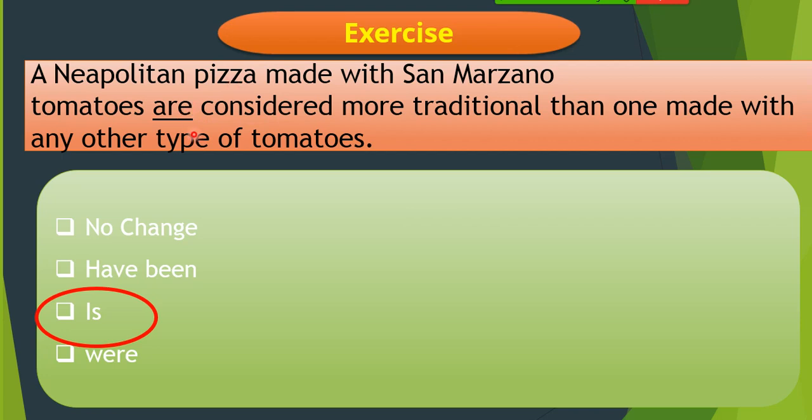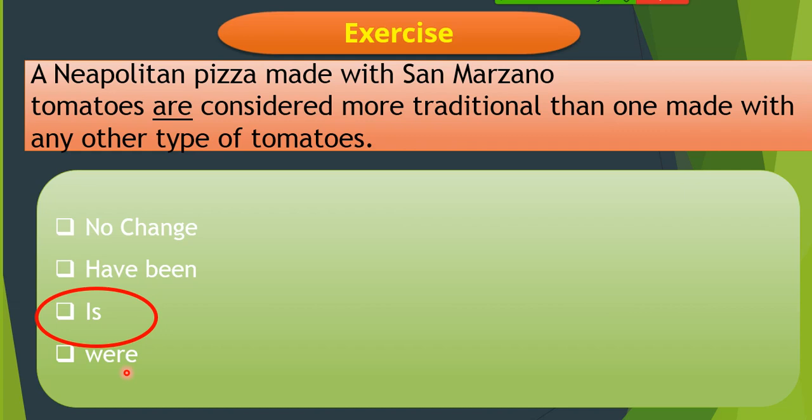If we choose the first one, which is no change, this choice makes a subject-verb agreement error. It will have an error because the are here is plural, and it doesn't match our singular subject, which is pizza. What about this in the middle, made with the San Marzano tomatoes? What do you call this? Is it the main part of the sentence, or is it an interrupting phrase? It's an interrupting phrase. What kind of phrase is it? A participial phrase, starting with the past participle: made with San Marzano.